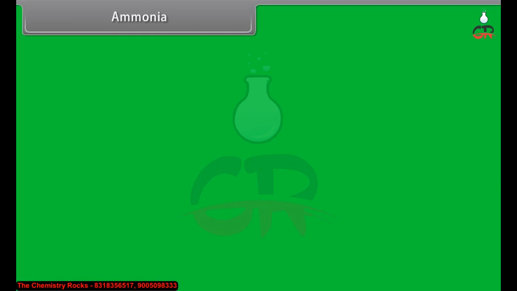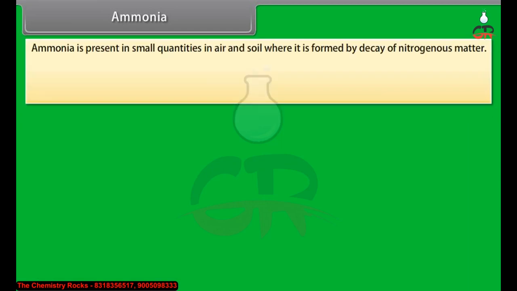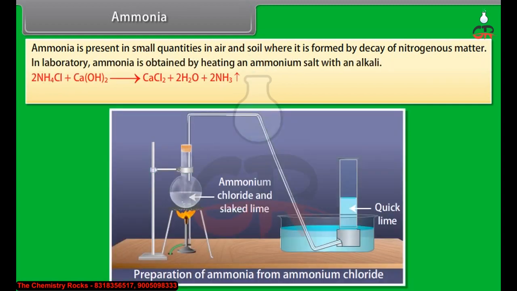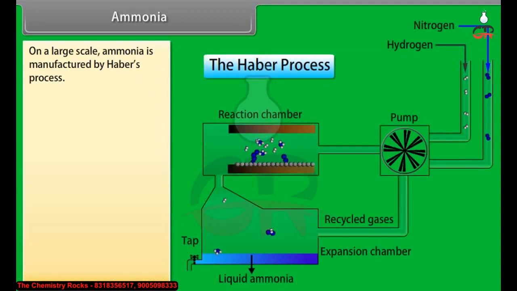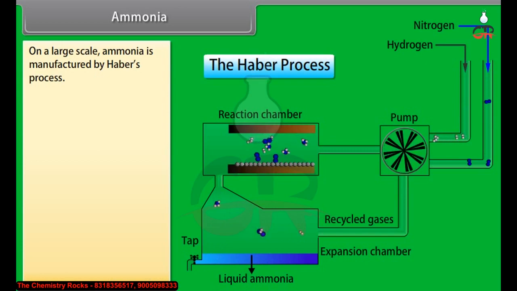Ammonia. Ammonia is present in small quantities in air and soil where it is formed by decay of nitrogenous matter. In the laboratory, ammonia is obtained by heating an ammonium salt with an alkali. Ammonia is dried by passing over quicklime. On a large scale, ammonia is manufactured by Haber's process.